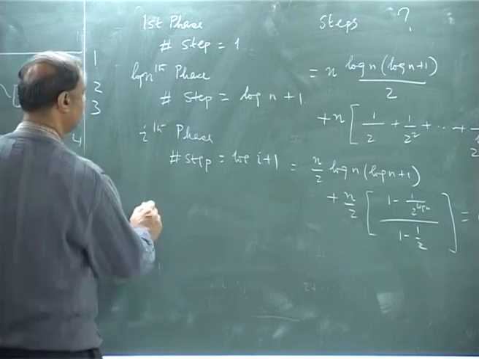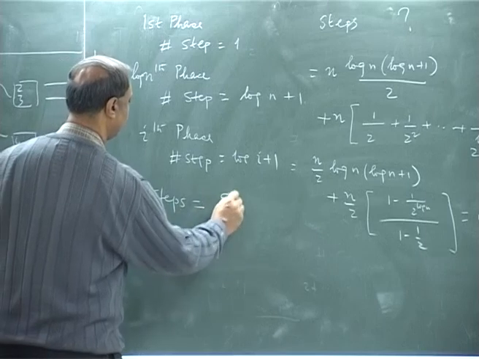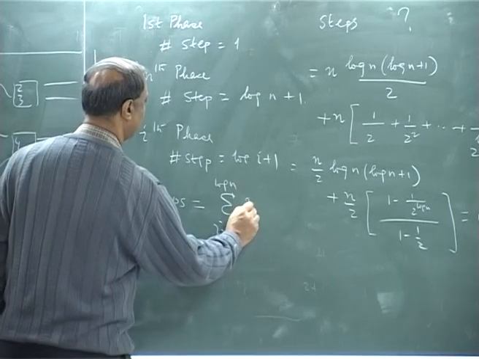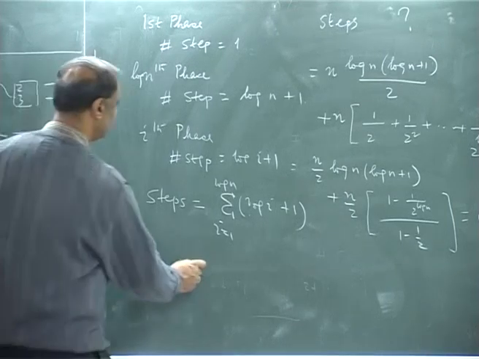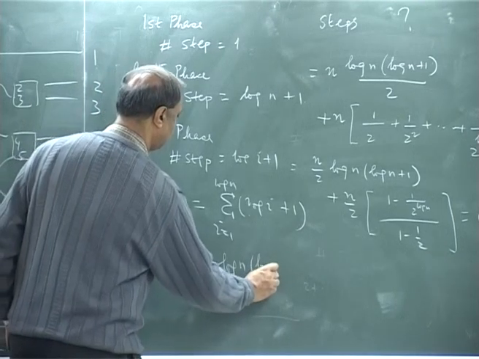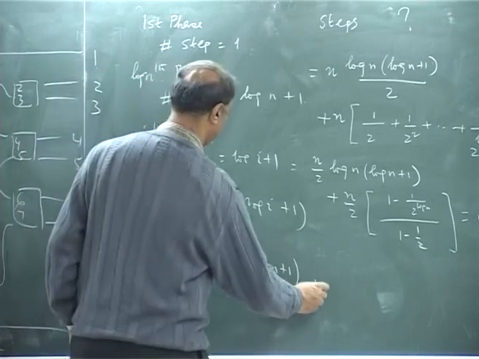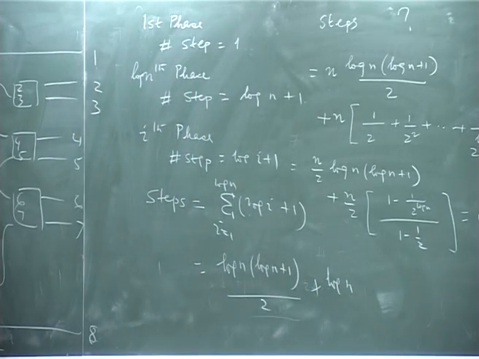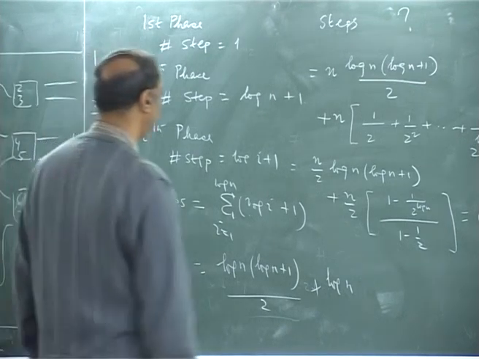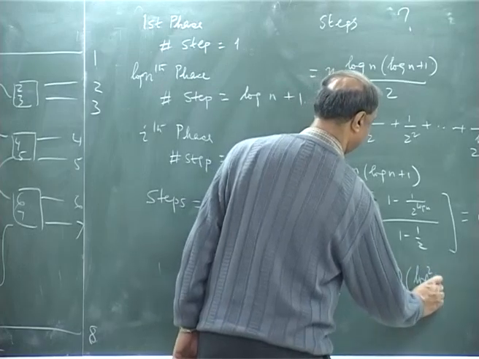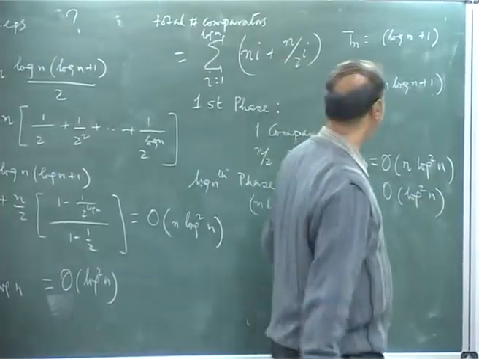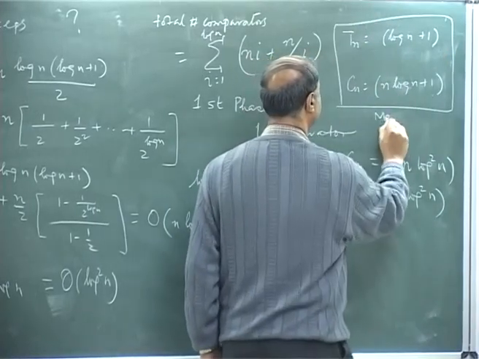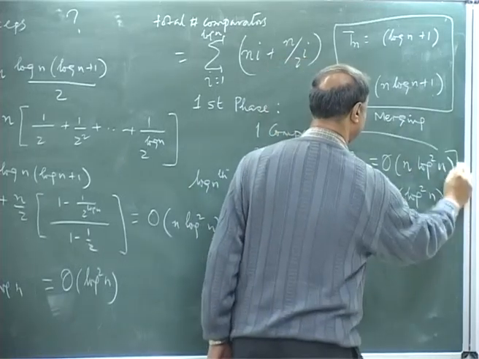Yes? So the total number of steps is equal to the summation over i equals 1 to log n of log i plus 1, which is log n plus 1 divided by 2 plus log n. Right, it is not 2 log n. So this gives you order log square n. So this is for merging. This is for sorting.